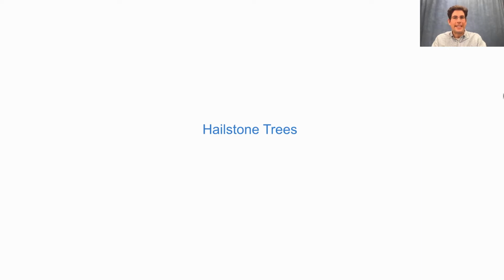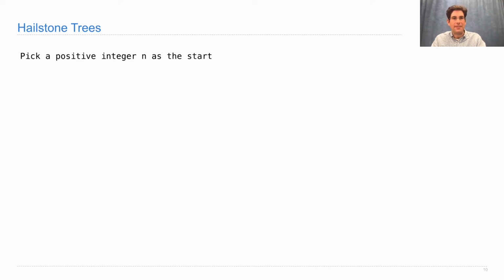Let's work through an extended tree example using a problem from homework 1, the hailstone sequence. Before we build a hailstone tree, let's recall what the hailstone sequence even is. We pick a positive integer n as the start of the sequence.